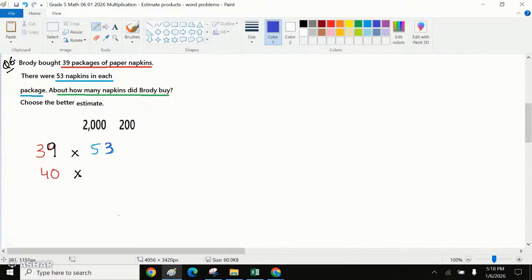Okay, thank you, Sammy. 53 becomes 50. How many zeros do we have? We have 2 zeros, right? And 4 multiplied by 5 equals 20. Oh, sorry, 20. And we had 2 zeros. Agreed? So isn't the answer 2000?